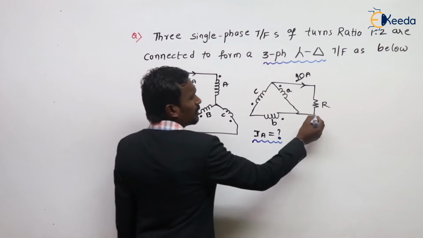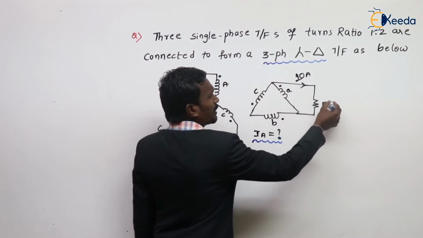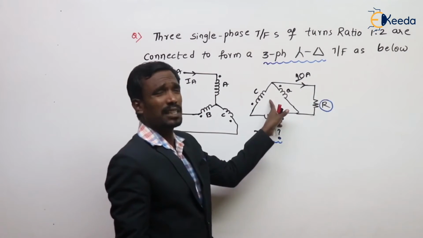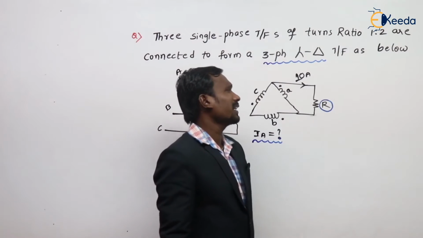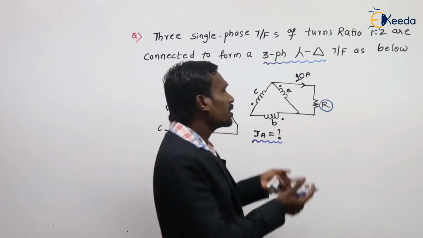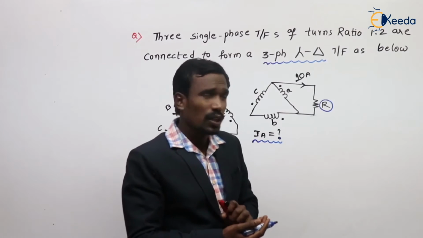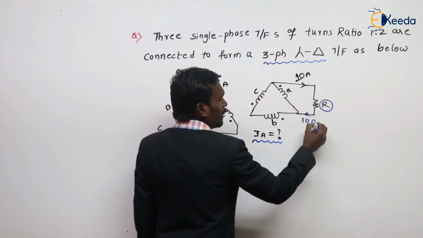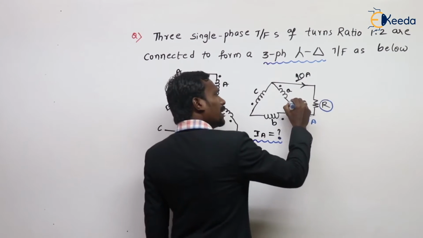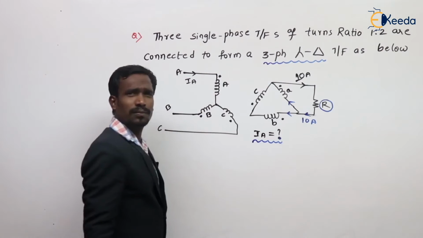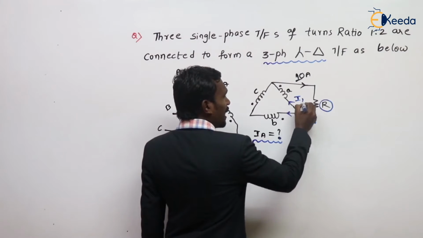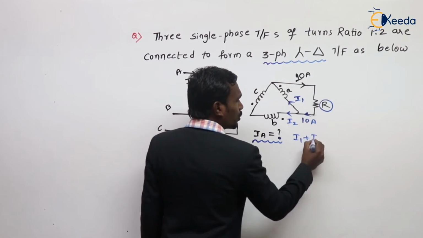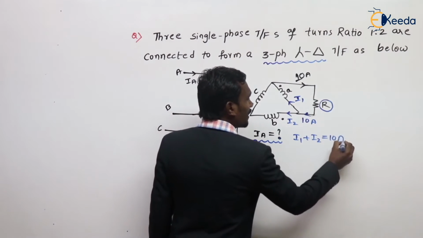And here they have given a resistive load connected like this. This is a three-phase transformer, but we are applying only a single phase or unbalanced load. This is an unbalanced condition. So let's see, this 10 amperes is coming here, also 10 amperes, but this 10 ampere is divided into two parts. For example, one is taken as I1 and the other one is taken as I2. I1 plus I2 is equal to 10 amperes.